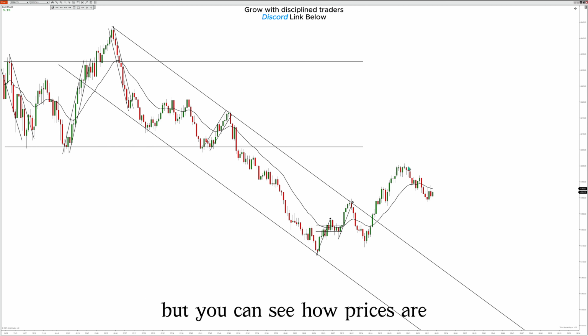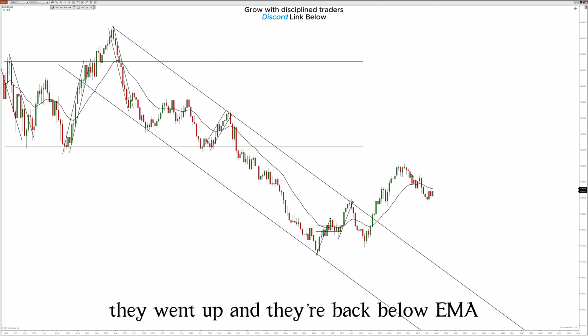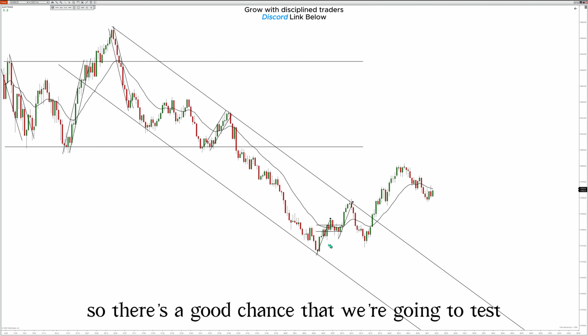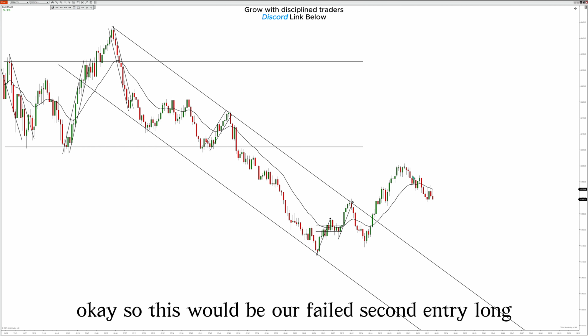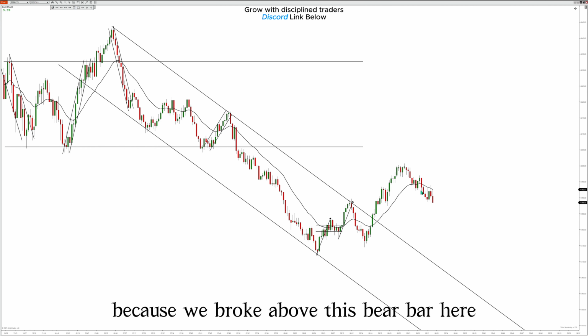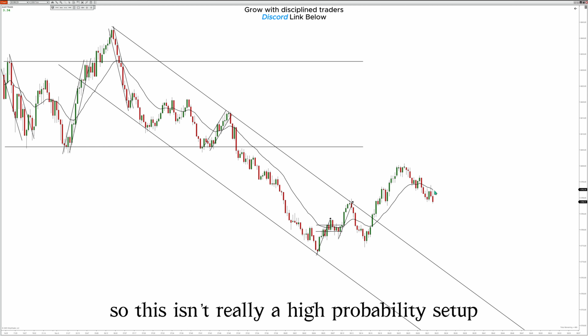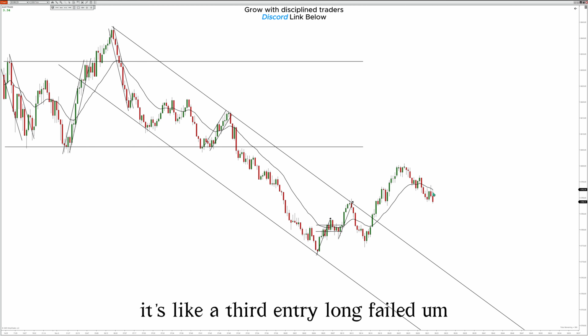But you can see how prices are, they went up and they're back below EMA, so there's a good chance that we're going to test new low for this downtrend. Now it looks like we have, okay, so this would be our failed second entry long because we broke above this bear bar here. So this isn't really a high probability setup. It's like a third entry long failed. So I can't take that, unfortunately, but I'm thinking we'll test new low.